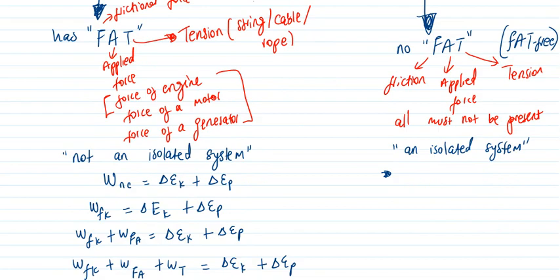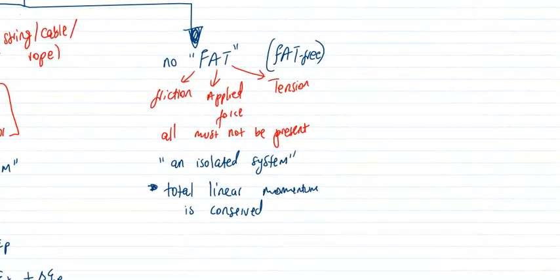The first thing is that the total linear momentum is going to be conserved once you have an isolated system. All those problems you were doing when you were doing momentum, if you can go back to all of those problems, they didn't say that there was a rope there. They didn't say that someone was applying a force.